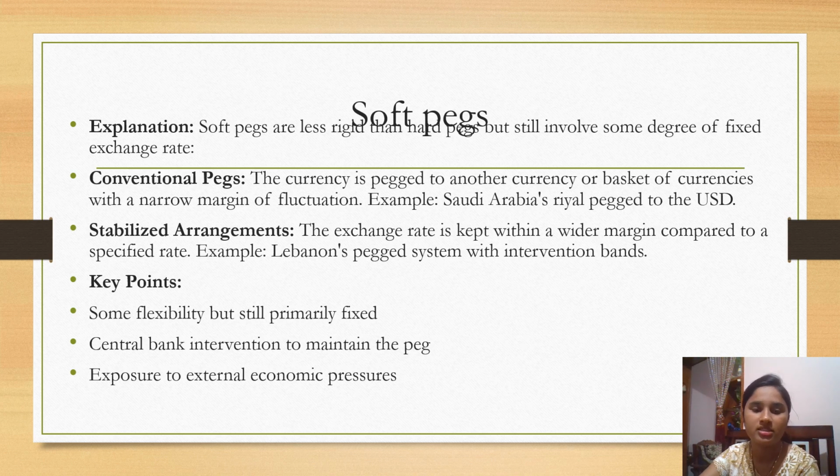Stabilized arrangements. The exchange rate is kept within a wider margin compared to a specified rate. Key points. Some flexibility, but still primarily fixed. Central bank intervention to maintain the peg. Exposure to external economic pressures.